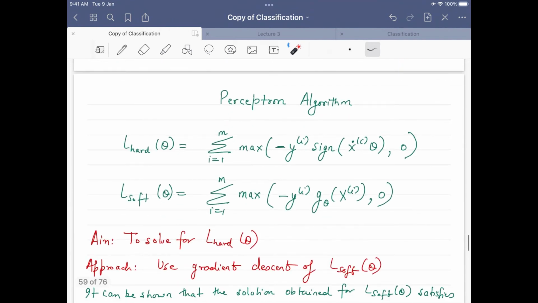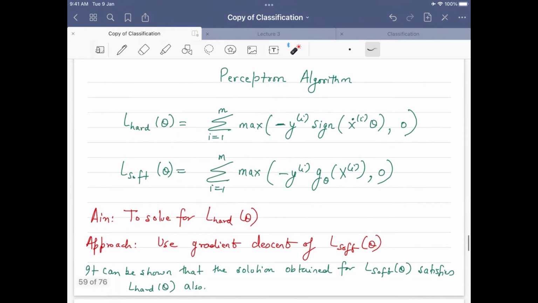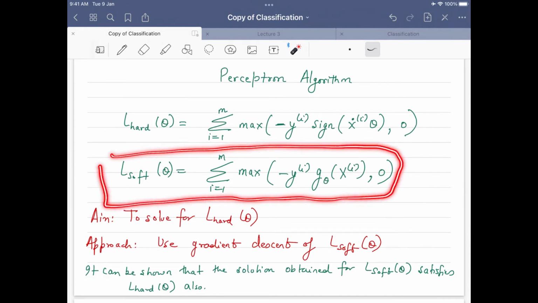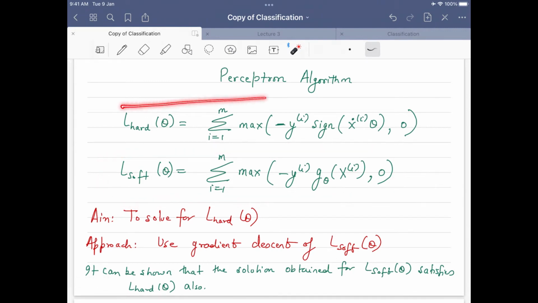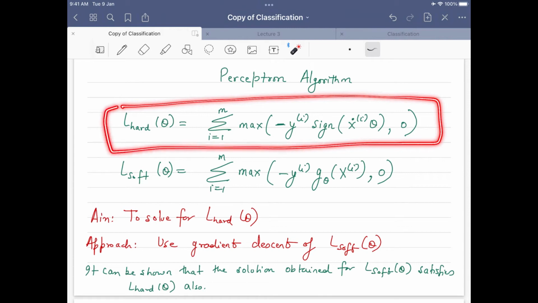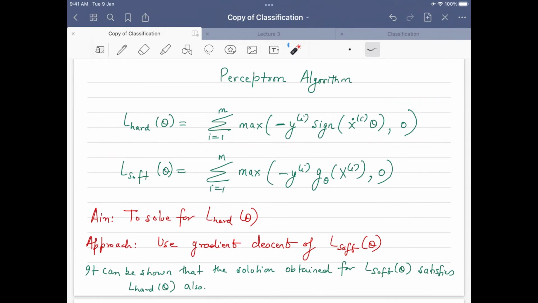So now if you see the perceptron algorithm, this is the softer version of the perceptron algorithm which we are discussing, and this is the hard version of the perceptron algorithm which we have discussed, which we are not discussing, but this is the one. So what is our strategy?